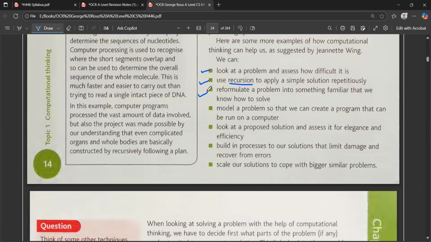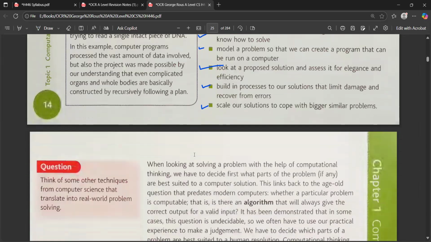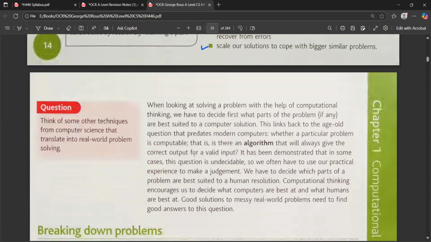Reformulate a problem into something familiar that we know how to solve, or model a problem so that we can create a problem that can run on your computer system, or look at the proposed solutions and assess them for elegance. You can also check for built-in processes in our solutions that limit the danger, damage, and recover from our errors, and scale our solution to cope with even bigger or smaller problems.